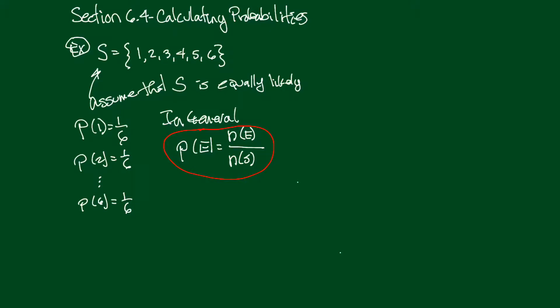So back in our first example here, what's the probability of getting a 1, right? Let's look at this formula. If I write that according to the formula, the probability of getting a 1 would be the number of elements in the event divided by the number of elements in the sample space. Well, there's only one element in the event, and there are 6 elements in the sample space.